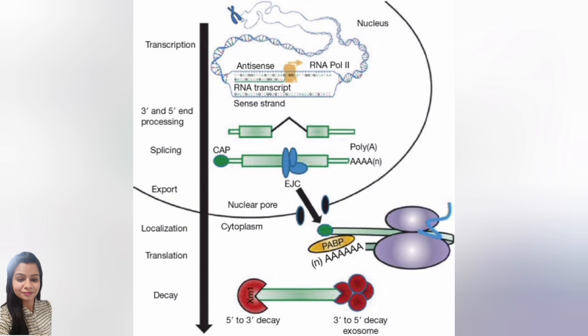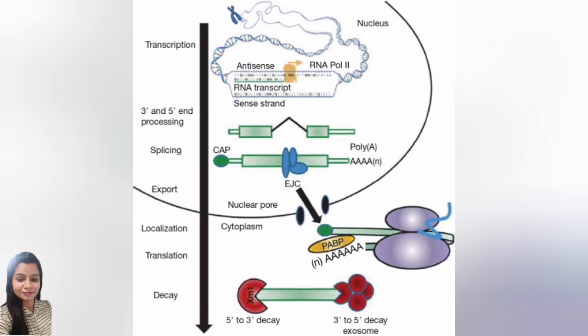Our third step is the termination. Transcription continues until RNA polymerase reaches a terminator sequence on the DNA. At this point, RNA polymerase releases the newly formed RNA strand, which is now called the pre-mRNA in eukaryotes.